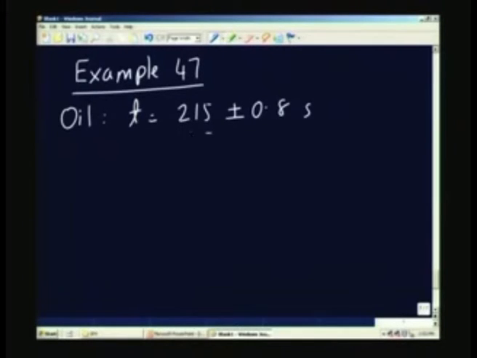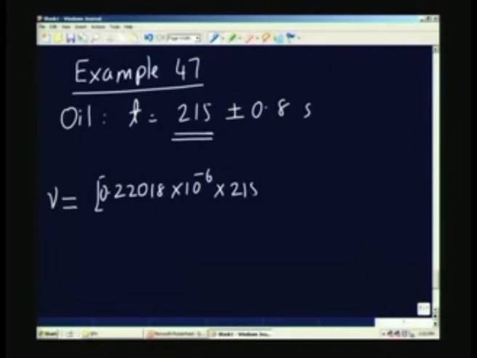So, this is the time, and all I have to do is to substitute in the expression which I gave earlier, nu is equal to 0.22018 into 10 to the power of minus 6 into 215, that is the time, plus minus 0.1793 into 10 to the power of minus 3.